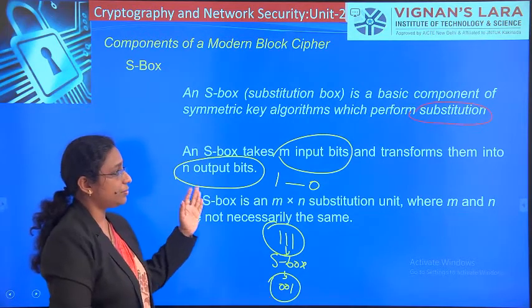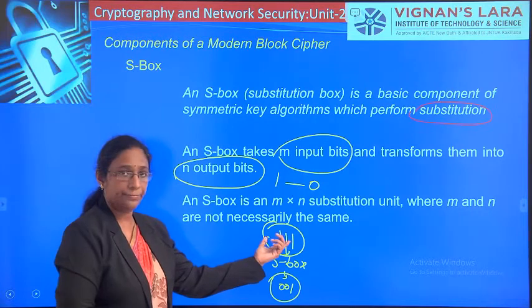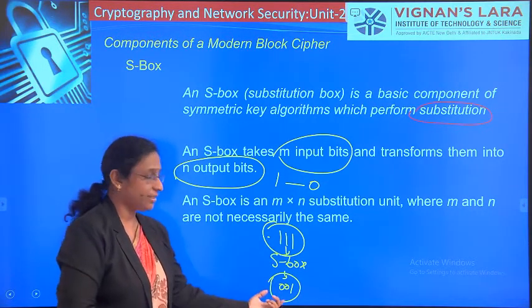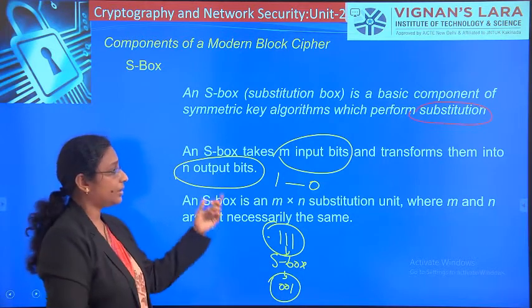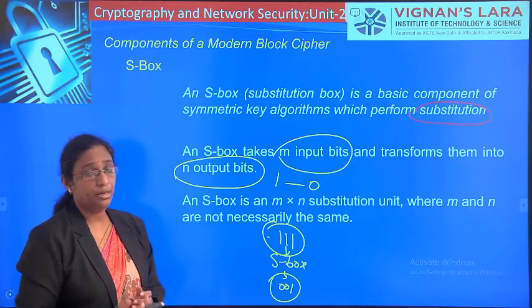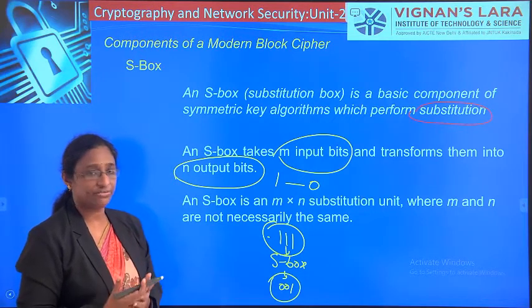So that is the S box, where it transforms, it substitutes one number with another number. It substitutes 3 bits with other bits. That is the S box, where it does the substitution, whereas the P box is for the permutation, or we can say we will be shuffling the data.